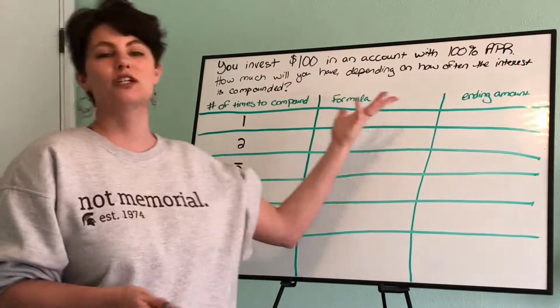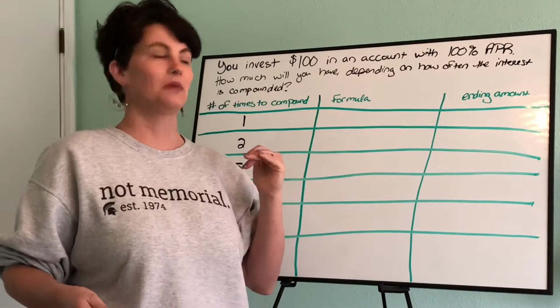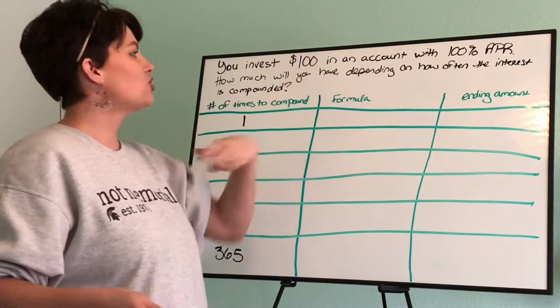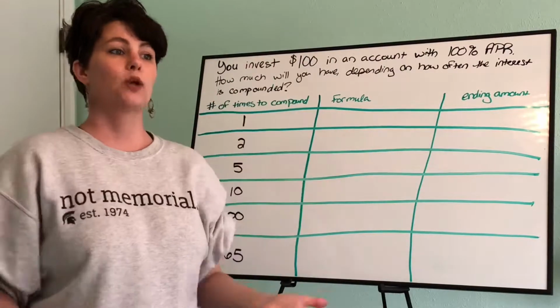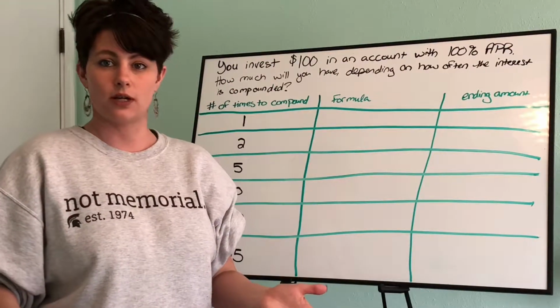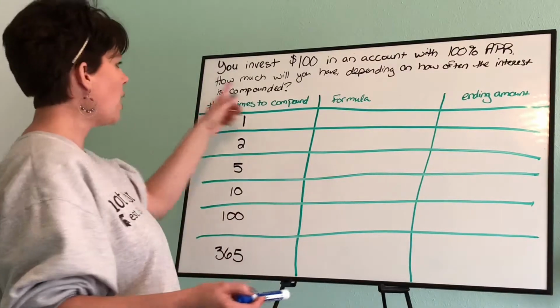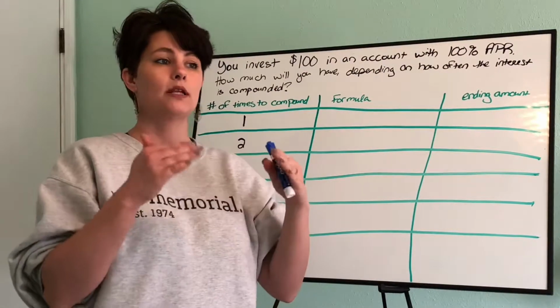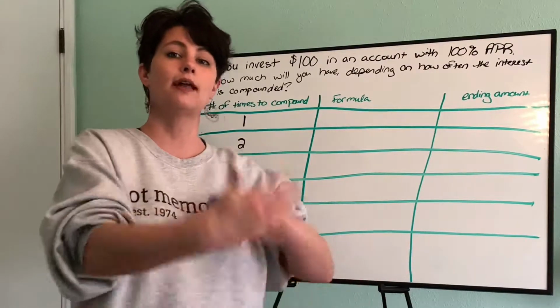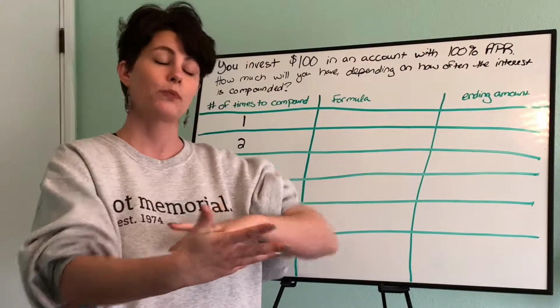We really wish this could happen, math problem here. You invest $100 in an account with 100% APR. That means how much interest rate are they going to give you over the course of a year. How much will you have depending on how often the interest is compounded? Basically, how many times do they pay you interest, and then that interest starts making interest of its own.